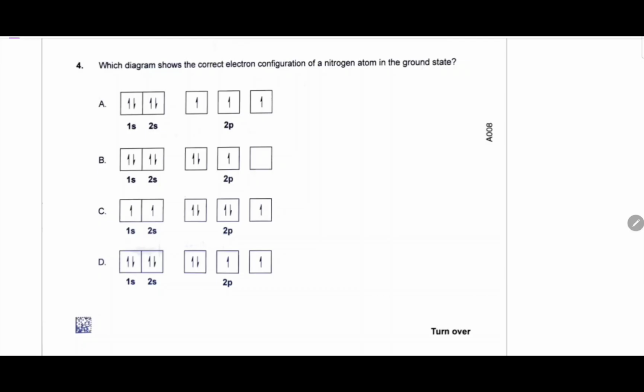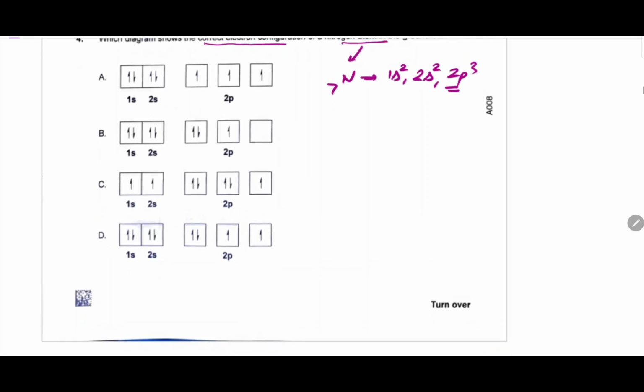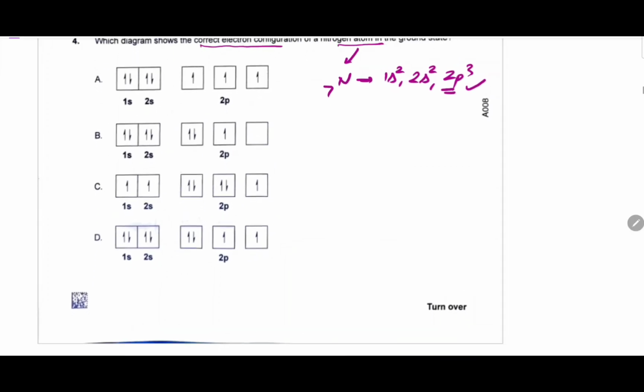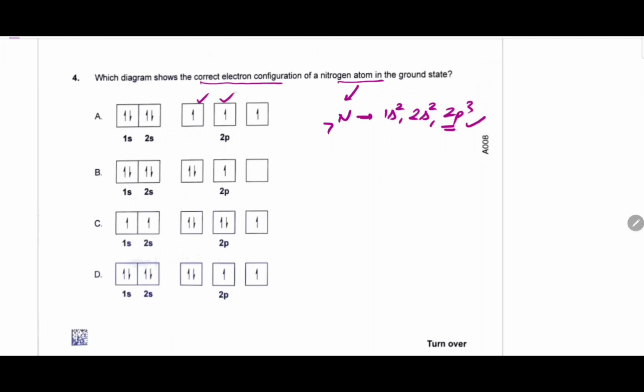Next, question 4, which diagram shows the correct electronic configuration of a nitrogen atom in the ground state. Nitrogen atom in ground state, atomic number of nitrogen is 7. Configuration is 1s2, 2s2 and 2p3. It means 1s and 2s should be completely filled, and the p subshell of the second shell should be partially filled. And as per Hund's rule, all of these p orbitals should have 1 electron each. 1s is completely filled, 2s is completely filled, and all the p orbitals have 1 electron each.